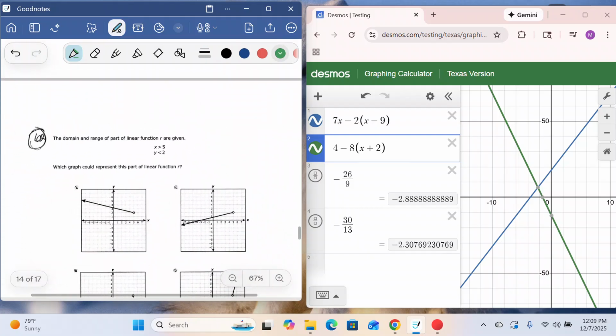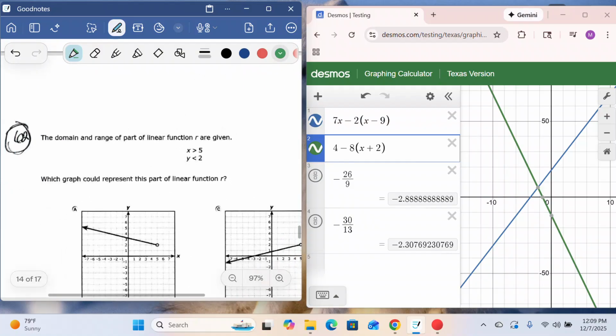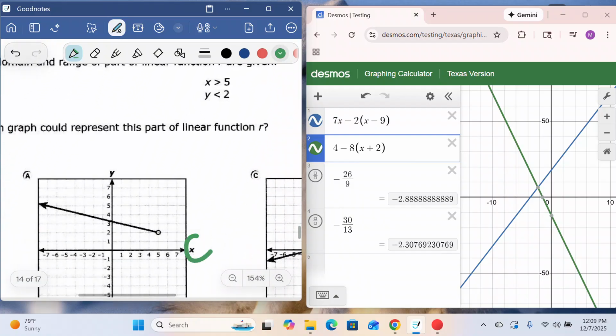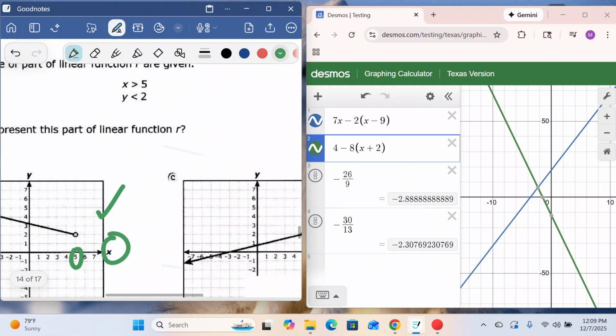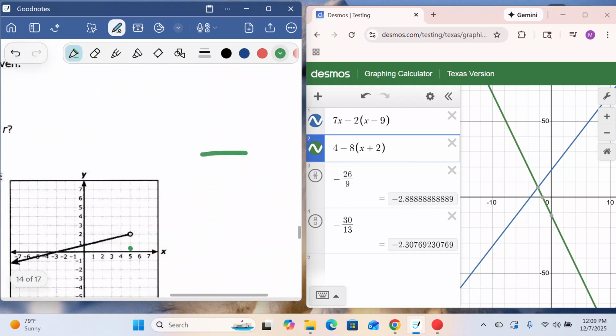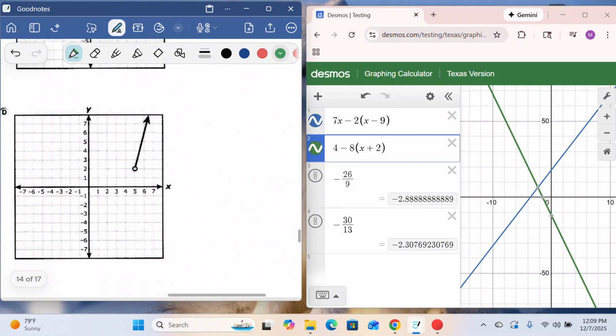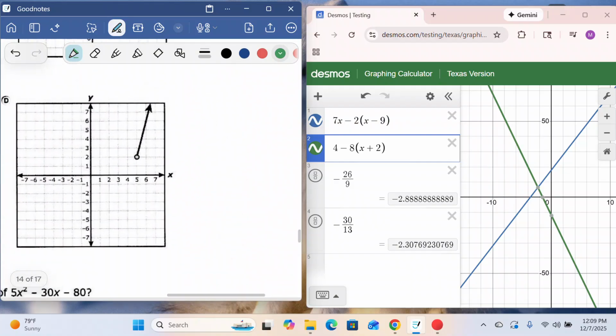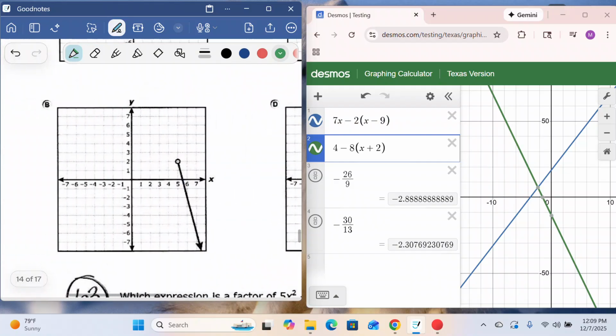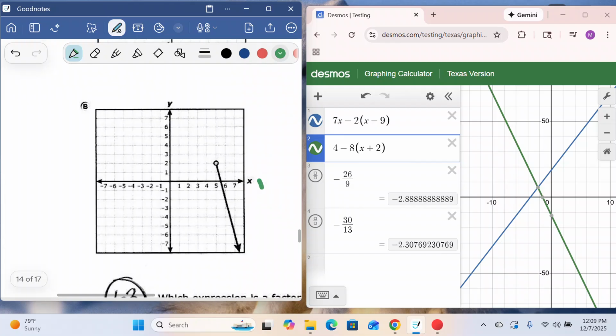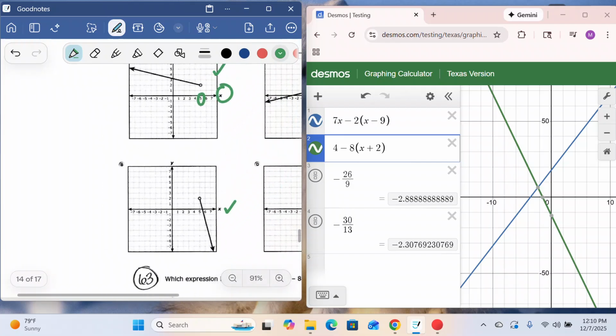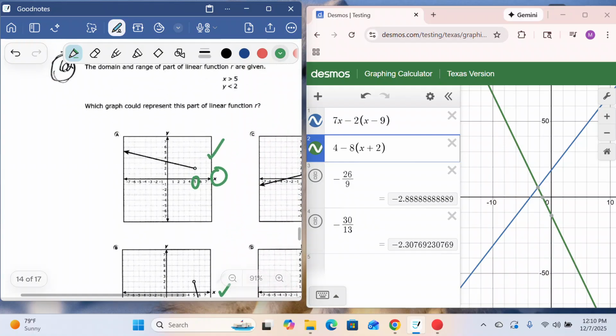If you look at number 62, we're looking for an x value, a domain and range. X is greater than 5 and y is less than 2. So now I look at for my x value of x, it's got to be greater than 5. So I look at 5, and this one could be correct. I look at this one and 5, this one could be correct. I look at this one and this one can be correct. And I look at this one and this one can be correct. So there's no way to learn this without checking the work.